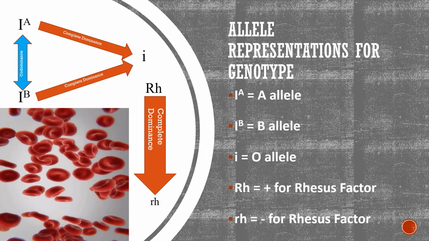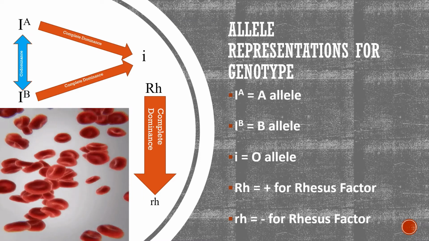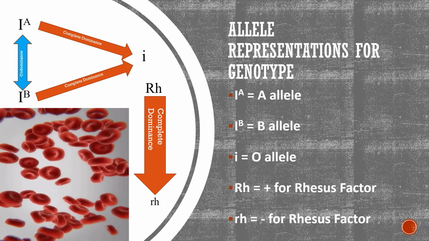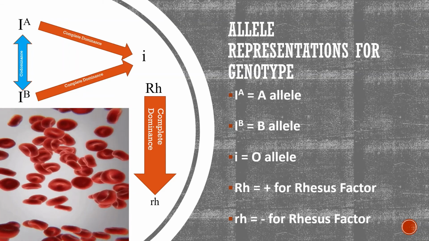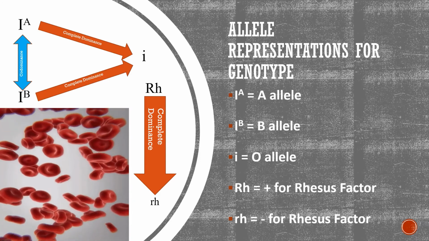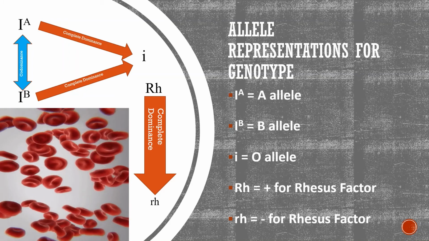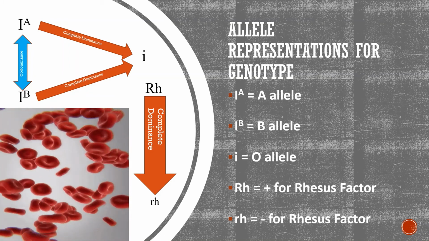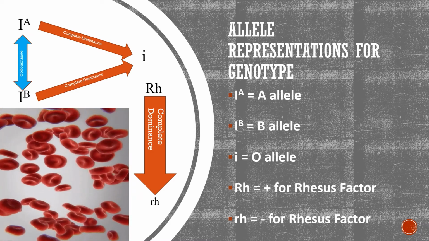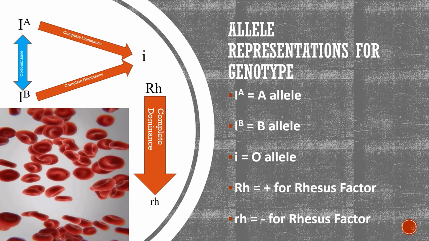So the capital I, you always use I's for blood as the base letter, then the superscript A for the A allele, I superscript B for the B allele, and then if it is O blood or the O allele, so it doesn't have the A antigen or B antigen sticking off the red blood cell, it is a lowercase i. So that's kind of combining the newer genotype notation that we learned with the first genotype notation that we learned, with the capital and lowercase letters together.